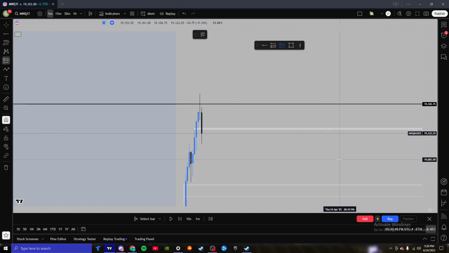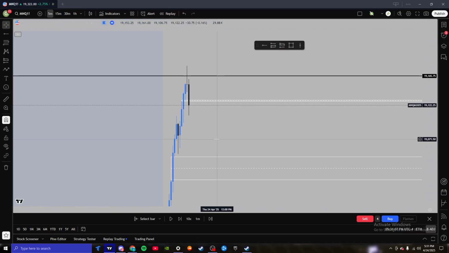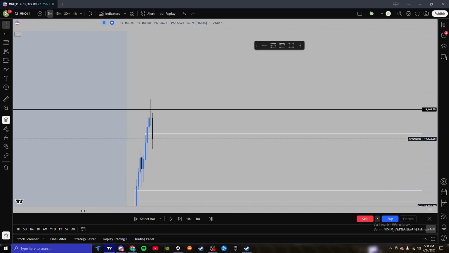I kind of hesitated just a little bit because the gap was so small that I wanted to see how we could hold up. But yeah, that resulted in me not getting the best fill. But it didn't really matter because it's not like price ticked me out and then went right back in my direction. That's not what happened. We completely reversed back up.